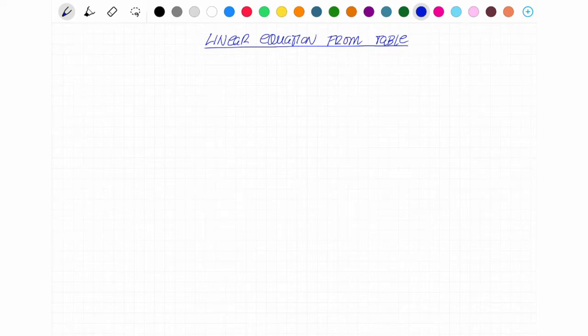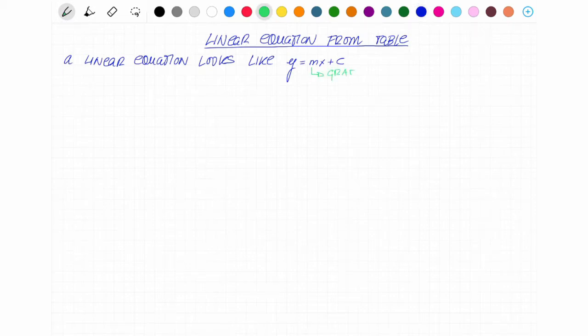Now, before we start, remember that a linear equation is always going to look in a way that you know. It looks like y equals mx plus c. And remember that the m is your gradient, your slope, and your c is going to be your y-intercept.